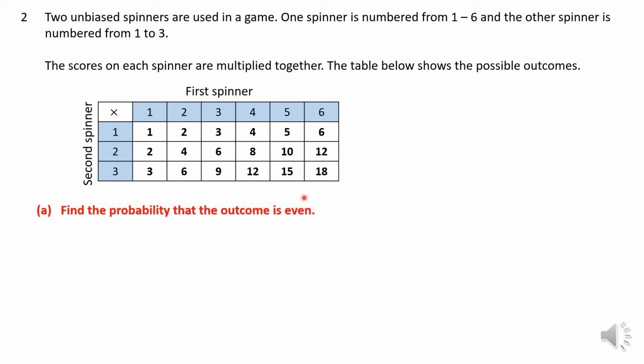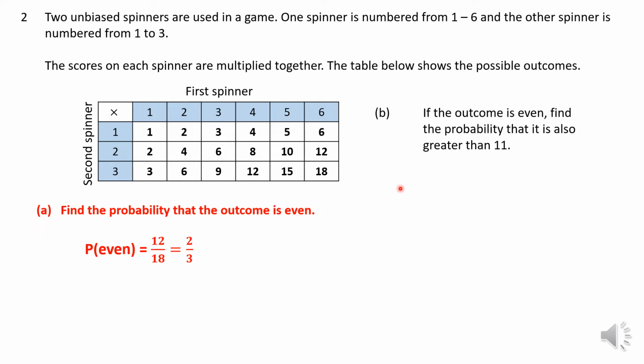Now, they say find the probability that the outcome is even. Now, this is very easy. You just go to your space and then you check all the possible even answers. So you have 1 here, 2 here, 3 here, 4, 5, 6, 7, 8, 9, 10, 11, and 12 out of 18. Okay, 18 is 6 times 3. And you can simply simplify that and it gives you 2/3.